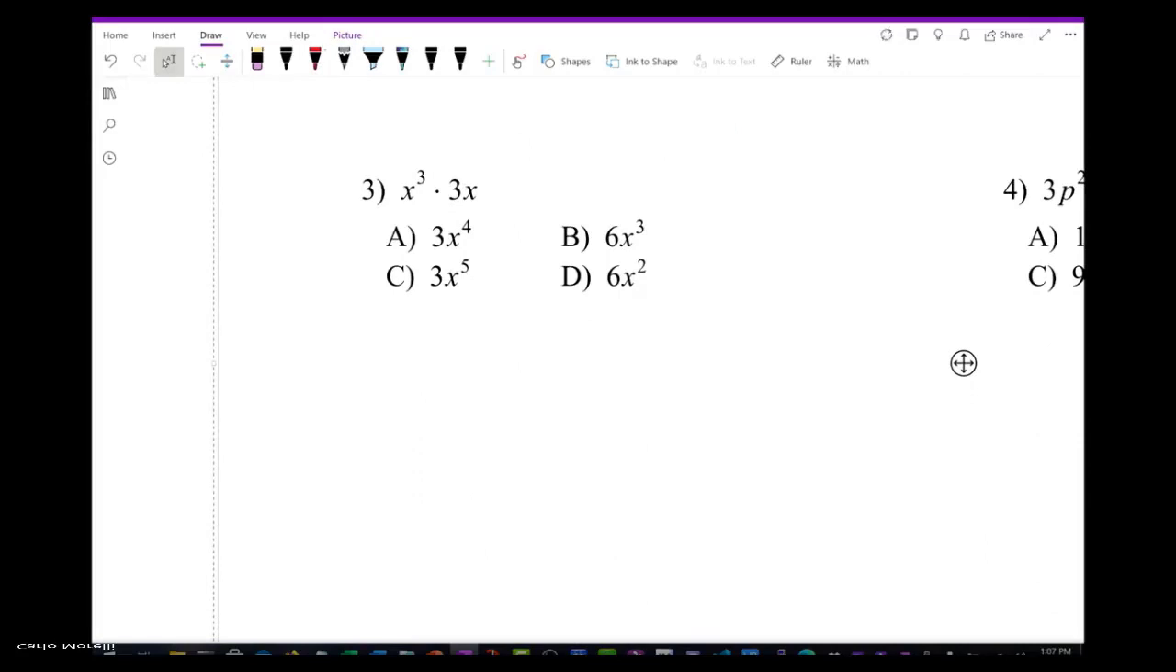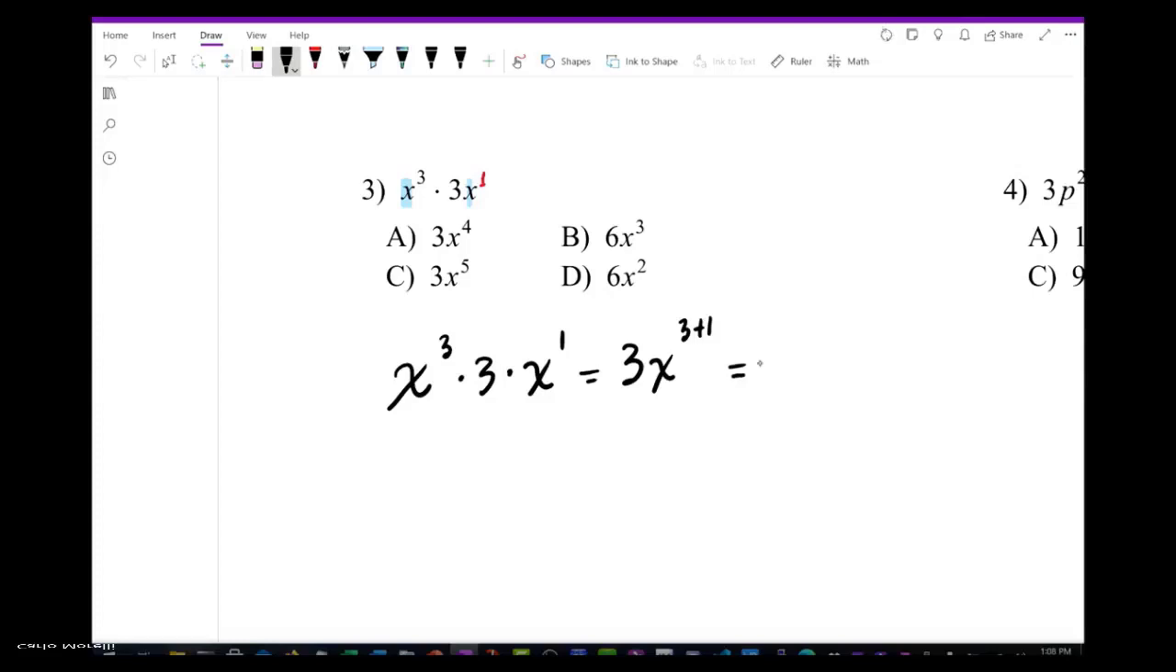Down here, it's the same thing, only we need to remember that there's a 1 in the exponent position on that second x. Again, check the bases, they're the same. And so we write down x cubed times 3 times x to the first power. That's going to transform into, we lead with the number 3, x raised to the power of 3 plus 1. So that gives us 3x to the fourth power.